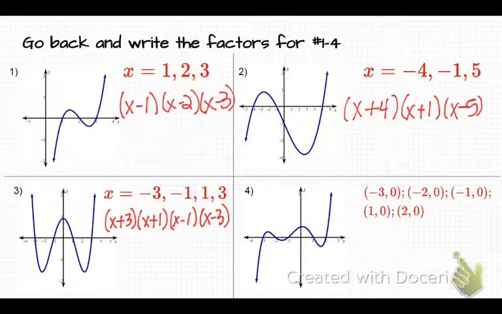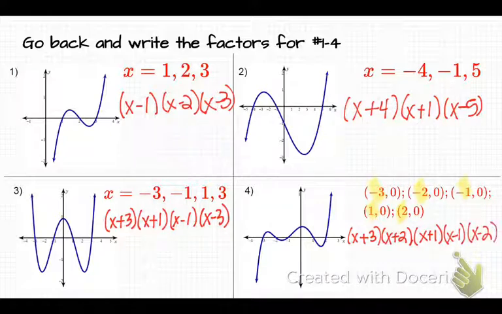Okay, now on the last one, do I have roots or zeros? No, what do I have instead? x-intercepts. So I'm still just going to look at these numbers, and that will tell me what my factors are. So what's my first factor? x plus 3. What's my next factor? x plus 2. x plus 1. Then what? x minus 1 and x minus 2. Okay, do you understand how I got those factors from the roots, zeros, and intercepts?